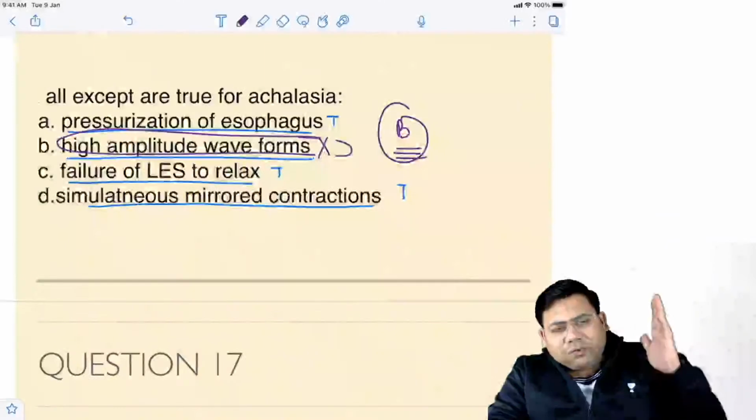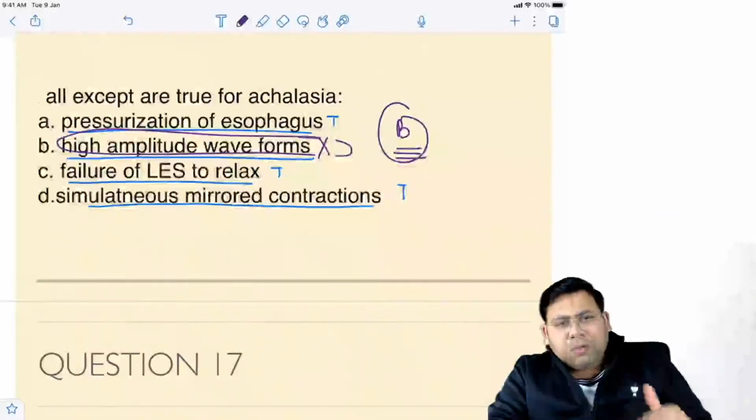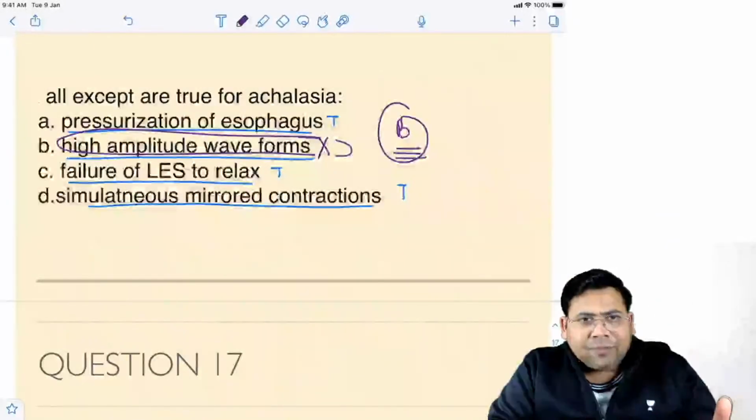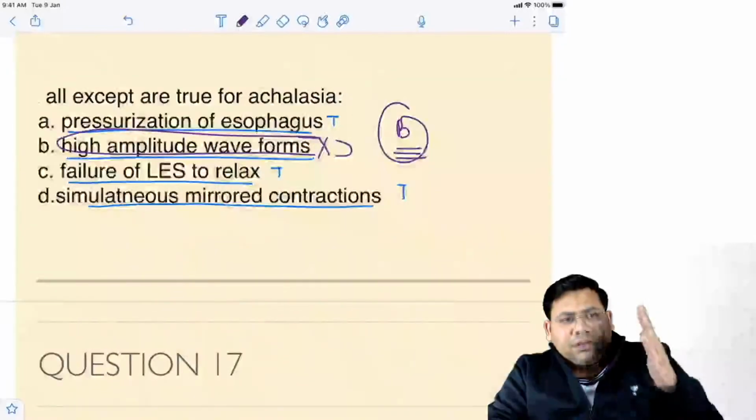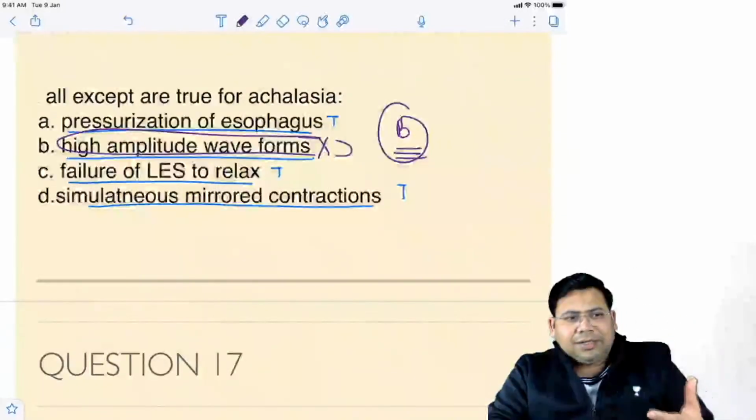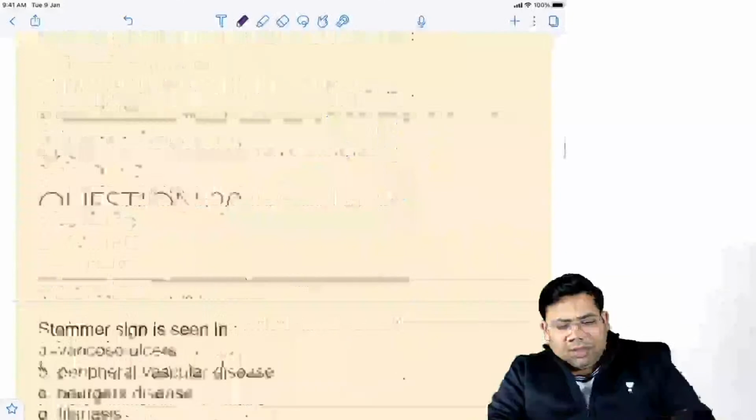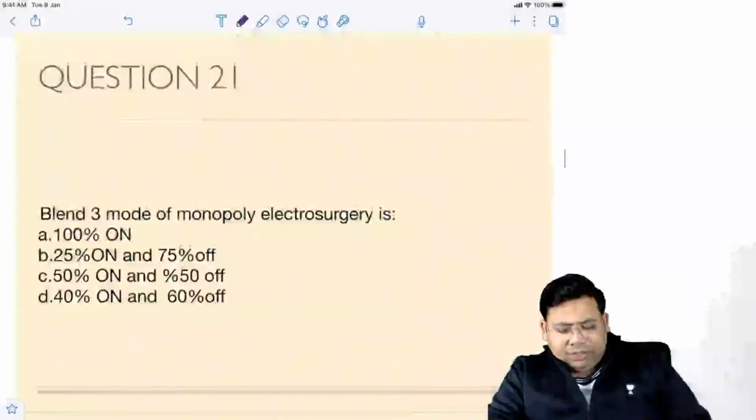This is the art of solving MCQ, because all the options might be correct at a time, but it is your smartness. You will have to decide kise mark karna hai, kise nahi karna. I hope that's clear to everyone.